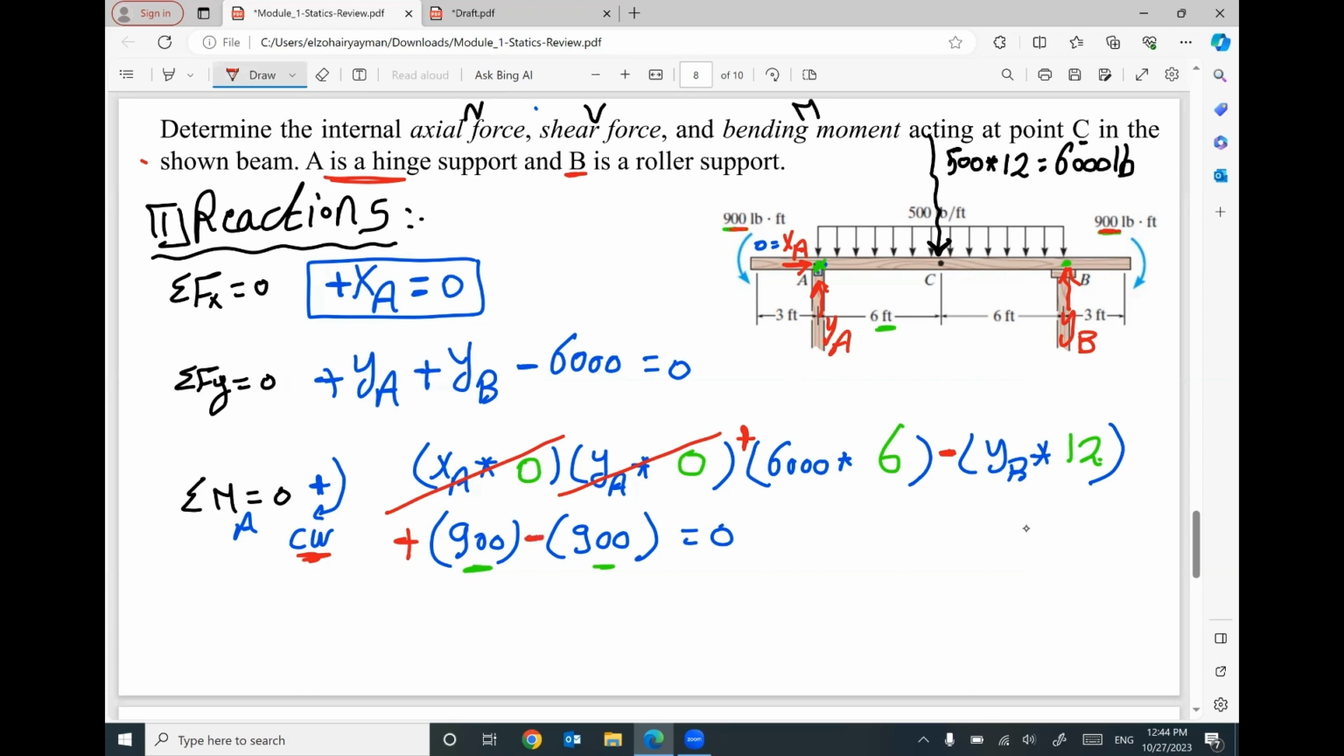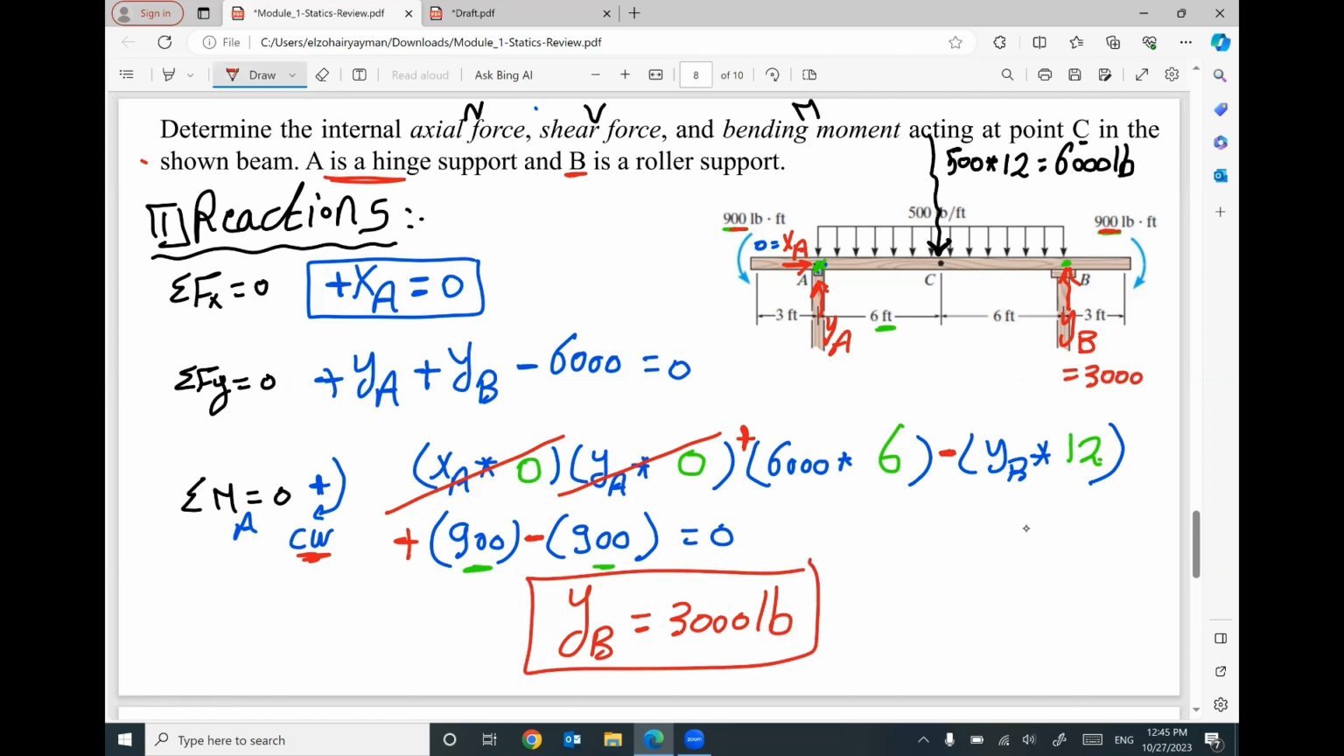The only unknown in this equation is YB, so the reaction YB will be 3,000 pounds. If you put here YB 3,000, I can find out the value of YA, it will be 3,000 pounds. So this reaction equals 3,000 pounds. This is the first step, how to figure out the reactions.